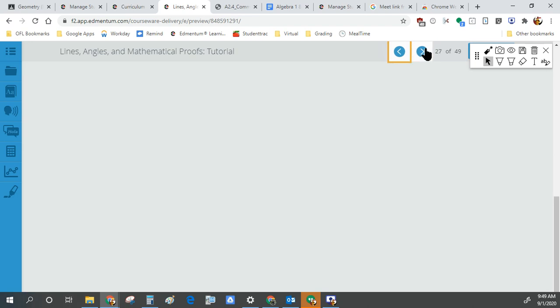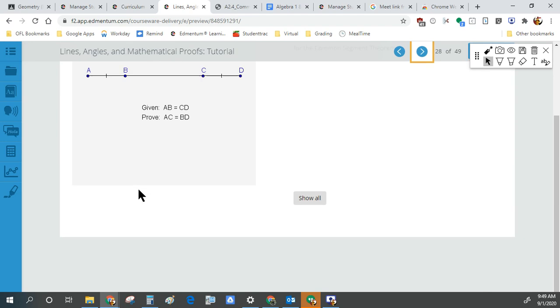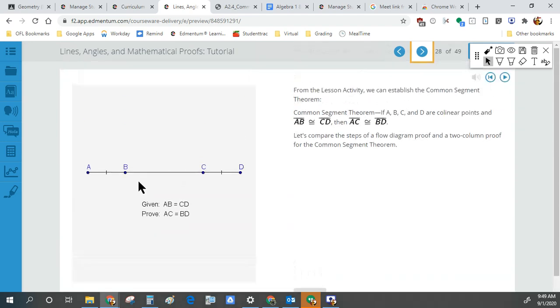And hopefully this will load. I don't know what that's about.